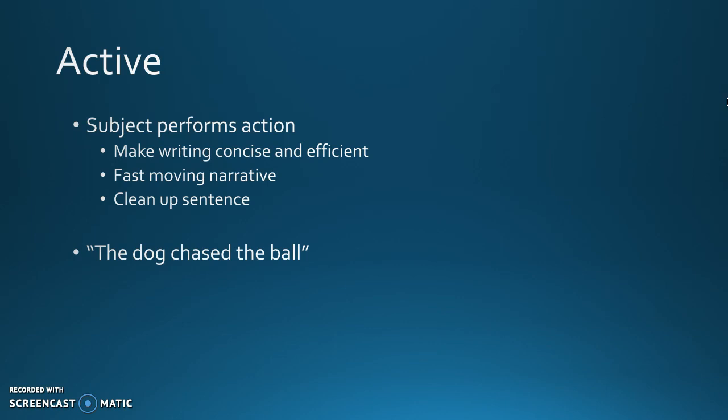First, there's the active voice, in which the subject performs the action. It not only makes writing concise and efficient, but it makes a fast-moving narrative and cleans up the sentence. For example, the dog chased the ball. In this sentence, the dog is the one performing the action on the ball, not the other way around, where the ball is performing the action.